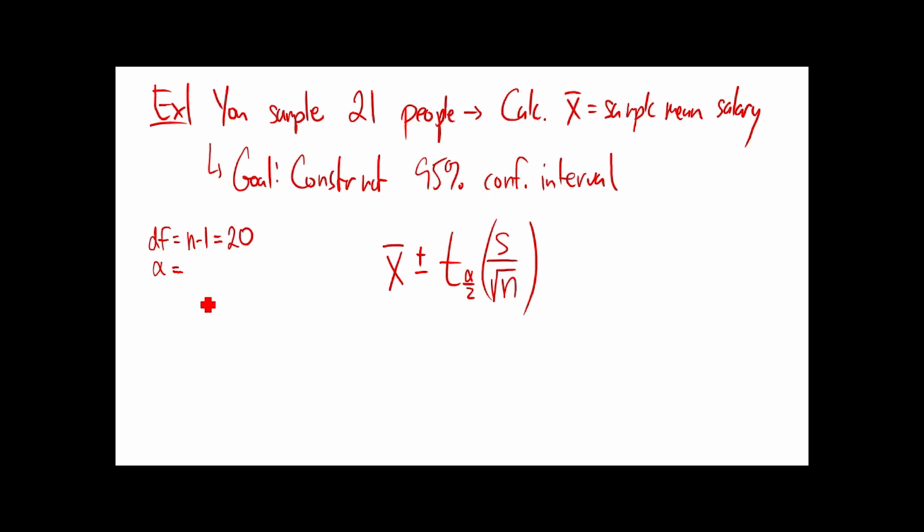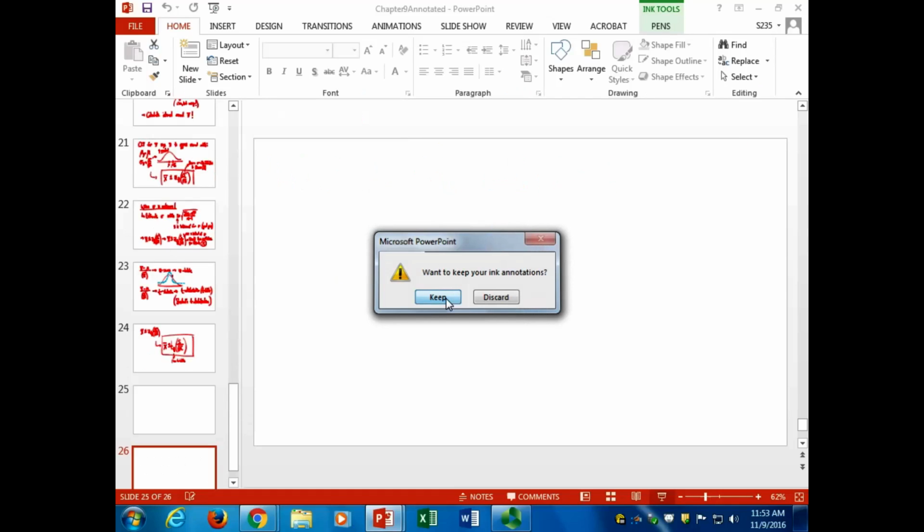And what's our alpha level here? If we're having 95% confidence, what's our alpha level? 0.05. Okay. So if that's the case, what is alpha over 2? So 5% divided in half: 0.025. So what we're looking for is t sub 0.025 with 20 degrees of freedom. So now we're going to go to our t table.